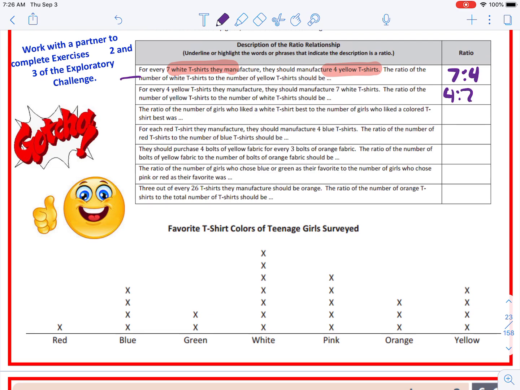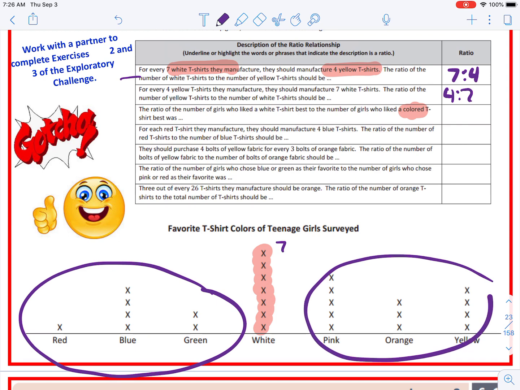The ratio of the number of girls who liked a white t-shirt best to the number of girls who liked a colored t-shirt best was what? First let's look at how many white t-shirts there were. We know there are 7. Now it's asking us for girls who liked a colored t-shirt. Color just means anything that's not white. So we have to add up all of these together, count them all up, and we would get 19. So the ratio here would be 7 to 19.